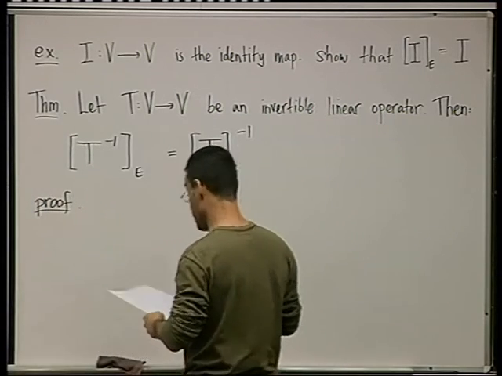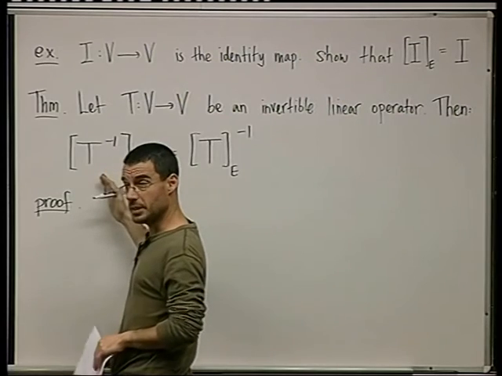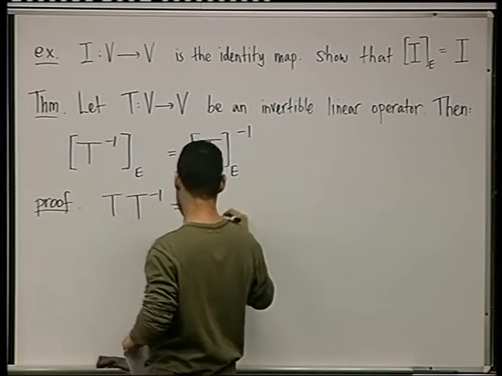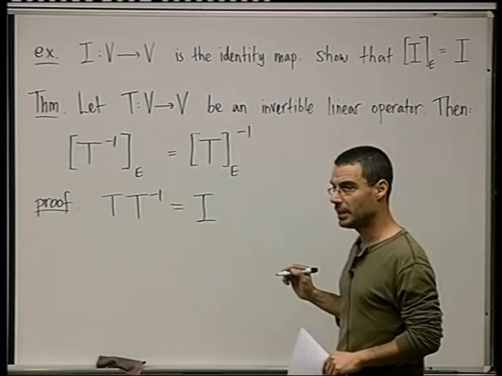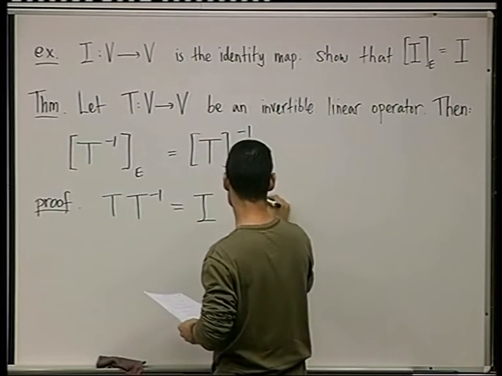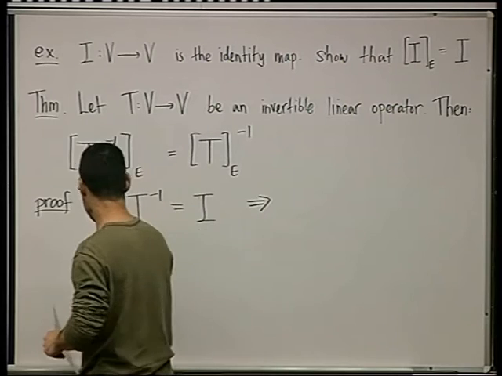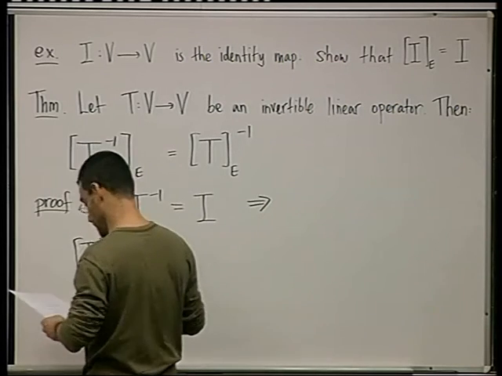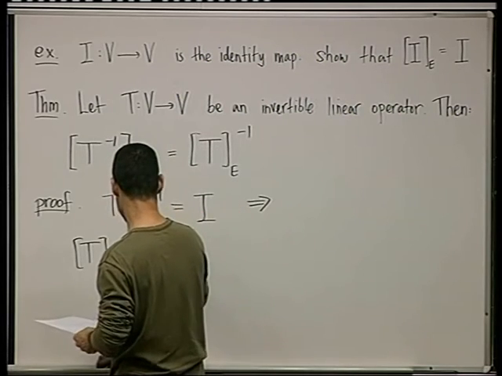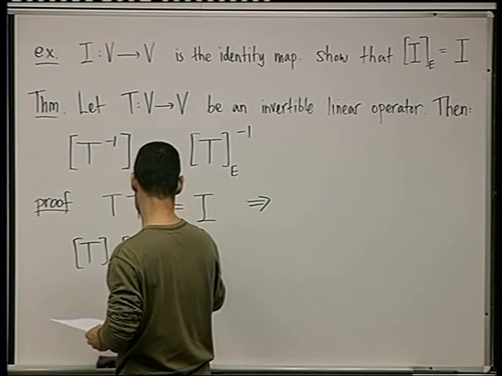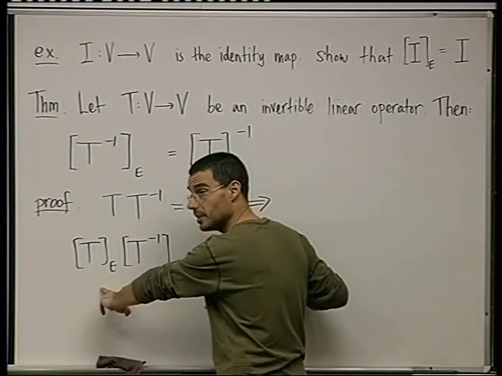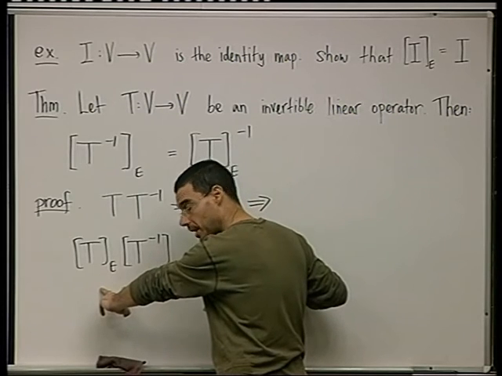Proof. So what does it mean that T is invertible and that T inverse is the inverse map? It means that T T inverse is I. That's the meaning of being an inverse map, an invertible map, right? Therefore, the matrix of T with respect to the basis E, times the matrix of T inverse with respect to the basis E. This is a product of two matrices.